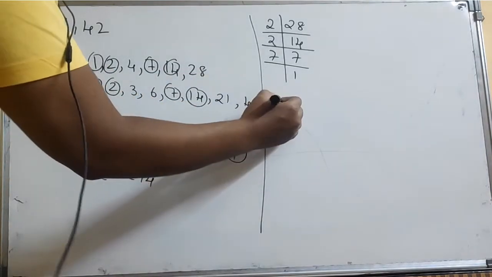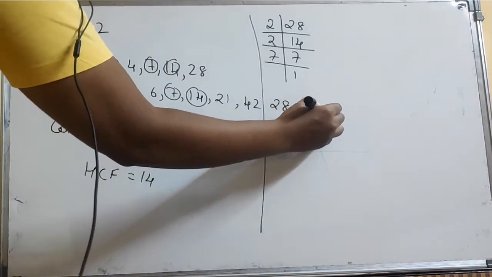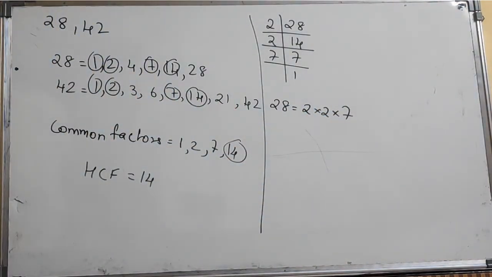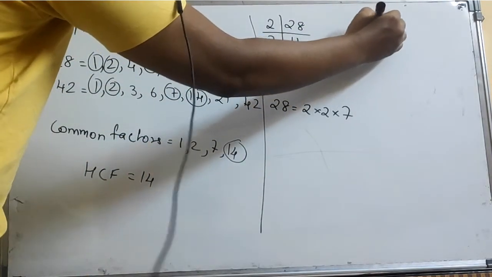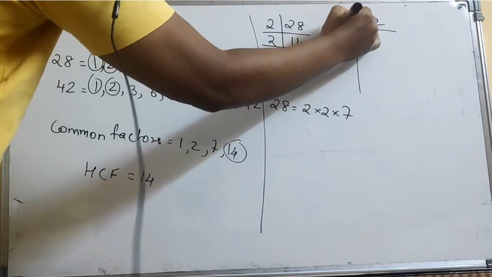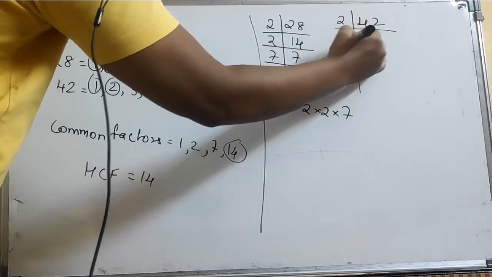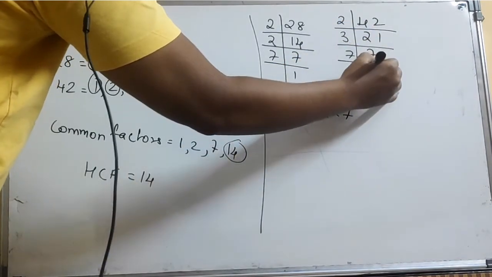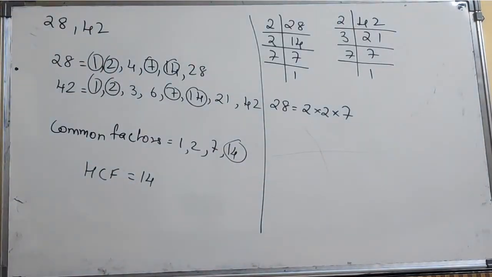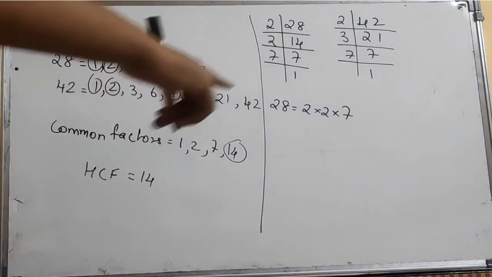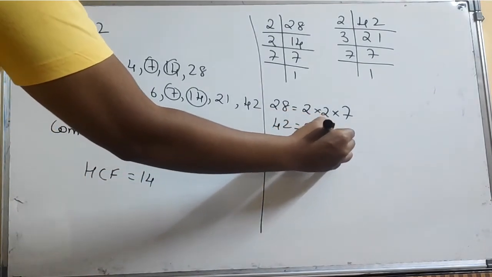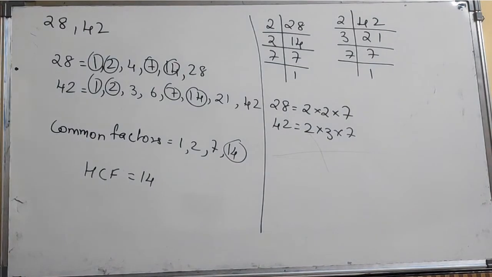So 28 is written as 2 multiplied by 2 multiplied by 7. So we have factorized 28. Now let us factorize 42. 2 will 21. Then you have 3, 7, 7, 1. Again, we cannot factorize further because we have reached 1. So 42 can be written as 2 multiplied by 3 multiplied by 7.